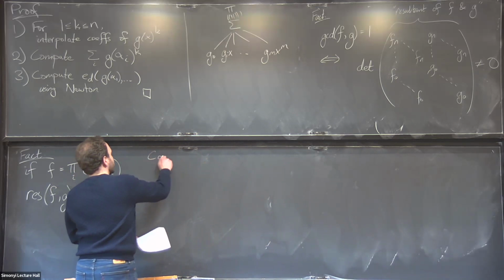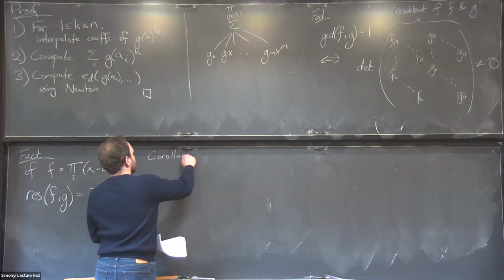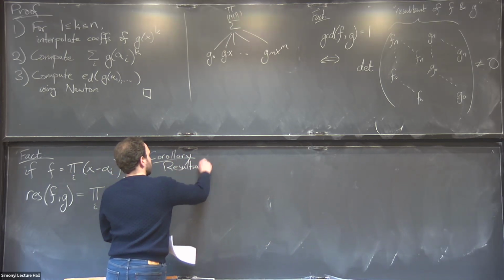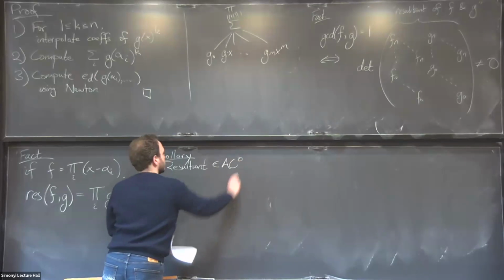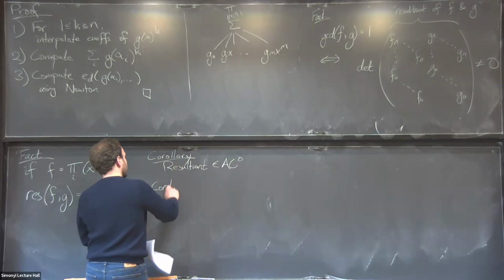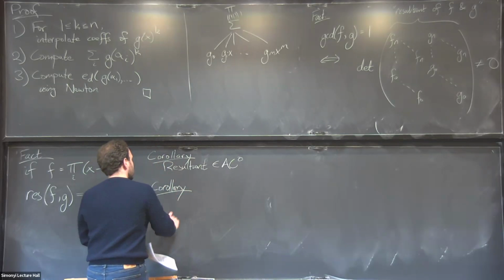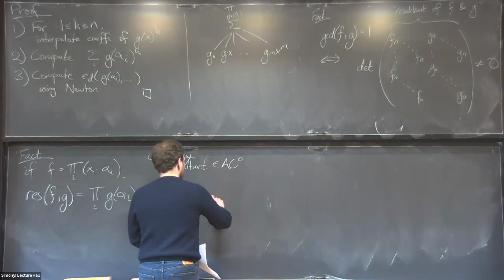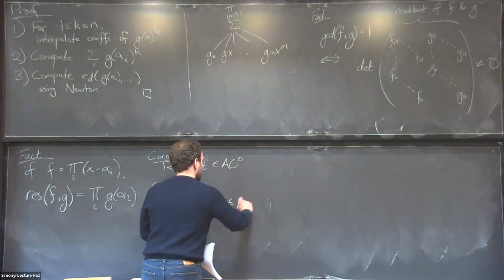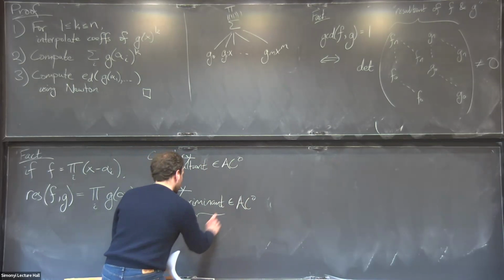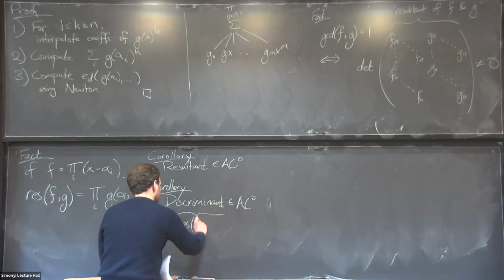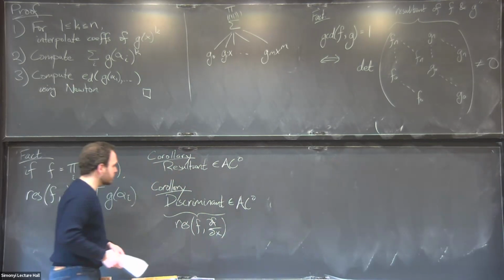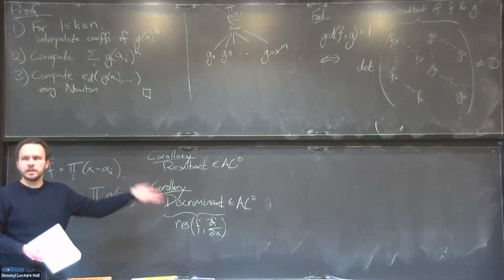So as a corollary of what I just showed you, we get that the resultant can be computed in AC0. And actually, this also gives you something nice. It tells you that you can compute the discriminant of a polynomial in AC0. And what's the discriminant? This is just the resultant of a polynomial and its partial derivative. I guess if there's one variable, this is just the derivative.